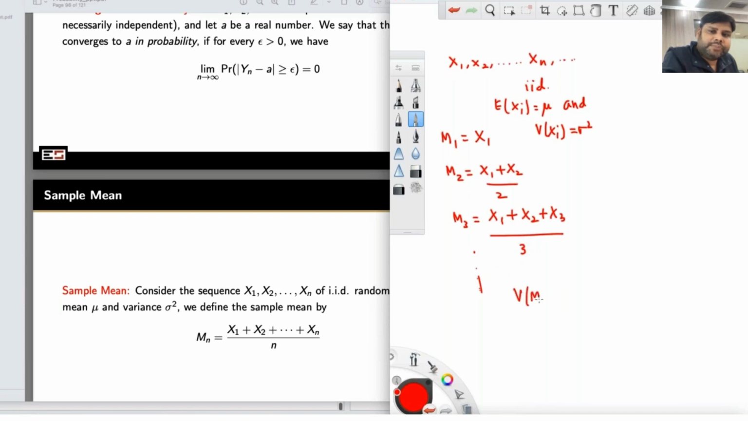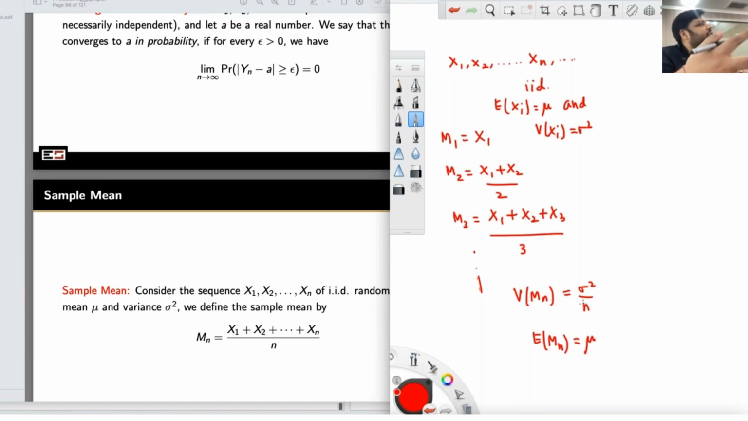Look at the variance of Mn. What is the variance of Mn? Variance of X1 plus X2 and so on, upon n, so 1 over n square, variance of Xi times n. So it is sigma square by n. And as n tends to infinity, what happens to this? It goes to 0. So expectation of Mn is mu, variance of Mn is sigma square by n.